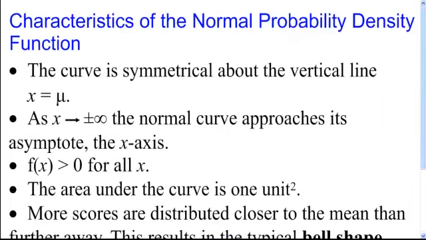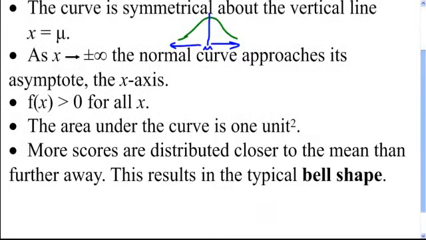So, some characteristics of the normal probability density function. The curve is symmetrical about the line x equals mu, which is your mean. So we have this nice, beautiful little curve, and it's symmetrical about the mean. The mean always falls directly in the middle, and 50% of your data is going to be on each side of that. As x approaches infinity, so as x is getting really, really large, or negative infinity, really, really small, the curve approaches the asymptote, which is the x-axis. It's always going to be greater than 0. No matter what, that y value will never drop below the x-axis.